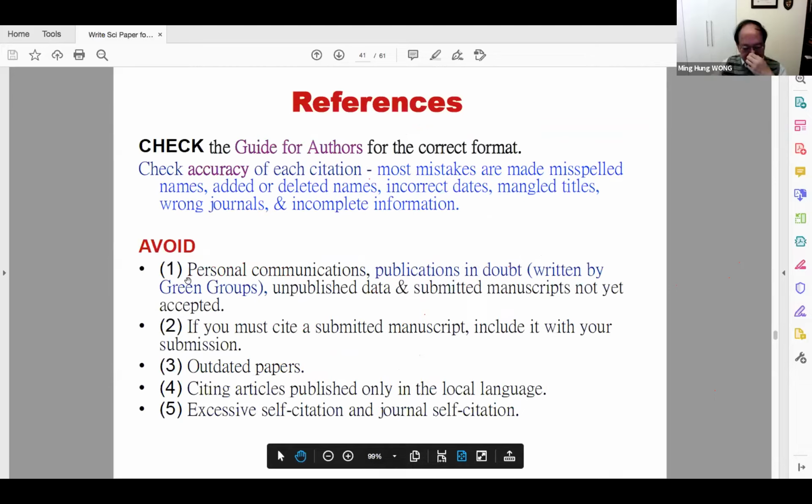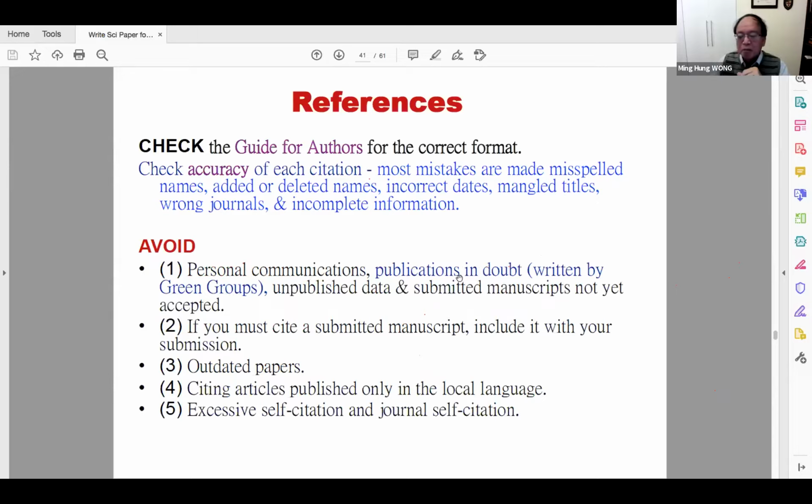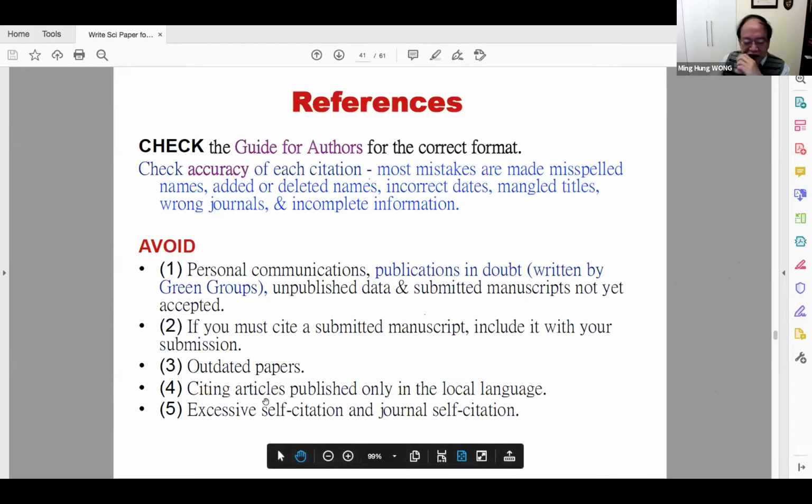References, try to avoid personal communication, publication in doubt, and especially those papers written by the green groups. I think sometimes they can be very biased. Try to omit this. Also, unpublished data and submitted manuscripts which are not yet accepted. Well, if you want to do that, you might as well submit a copy of the manuscript you cited. Also avoid outdated papers and citing articles published only in the local language.